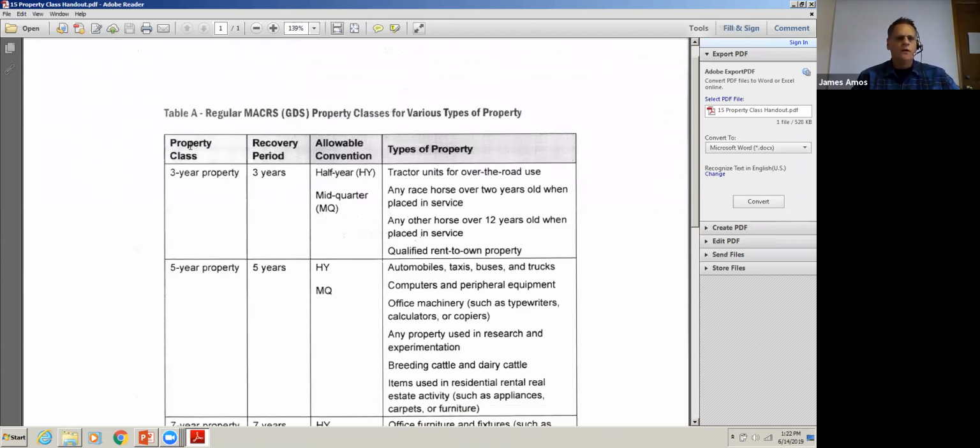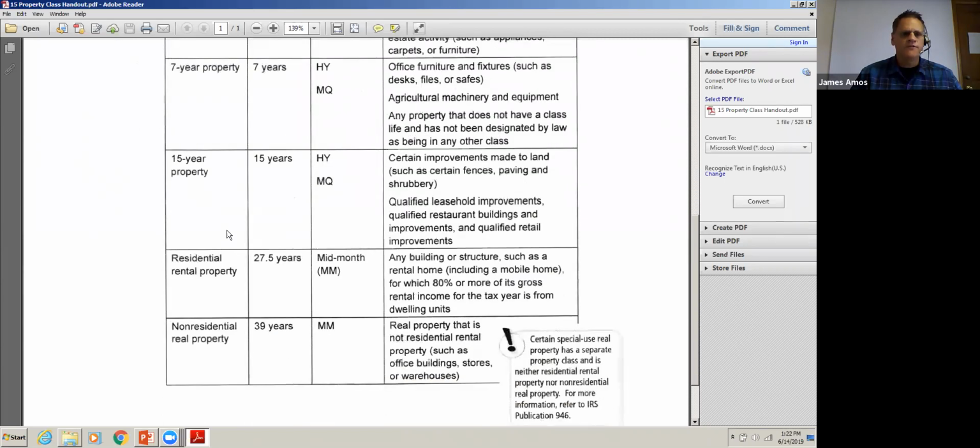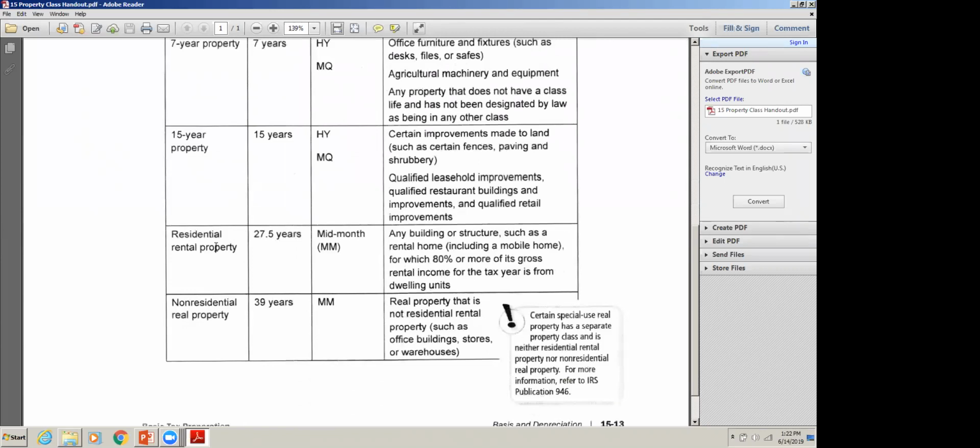First of all, look at the property class name. 3-year property is a recovery of 3 years. 5-year property is a recovery of 5 years. Now, that's pretty easy to remember. They weren't real creative with the names. 3-year property recovered for 3 years, 5-year for 5 years, and so on. 15 for 15.